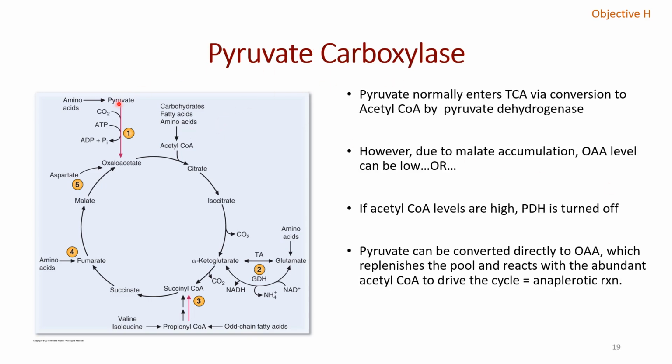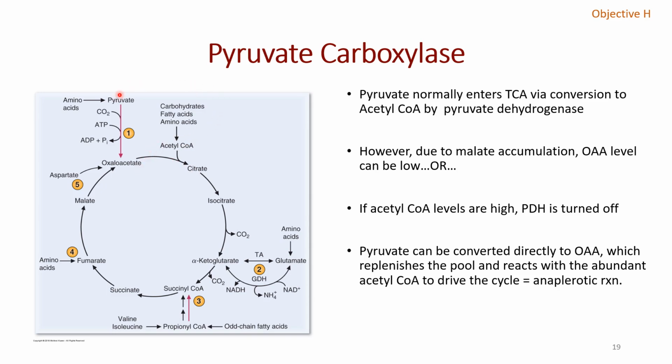Pyruvate carboxylase is an enzyme that allows pyruvate to enter the TCA cycle by going directly to oxaloacetate. Instead of the other pathway you've seen before, where pyruvate goes to acetyl-CoA, and then acetyl-CoA enters the TCA cycle by combining with oxaloacetate. So why would that be important?